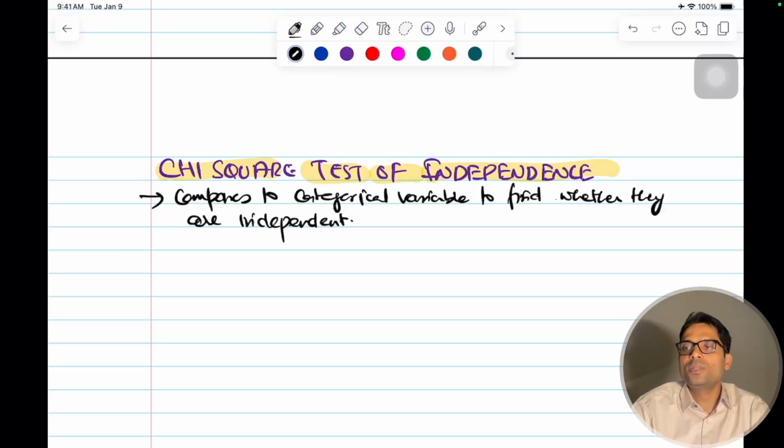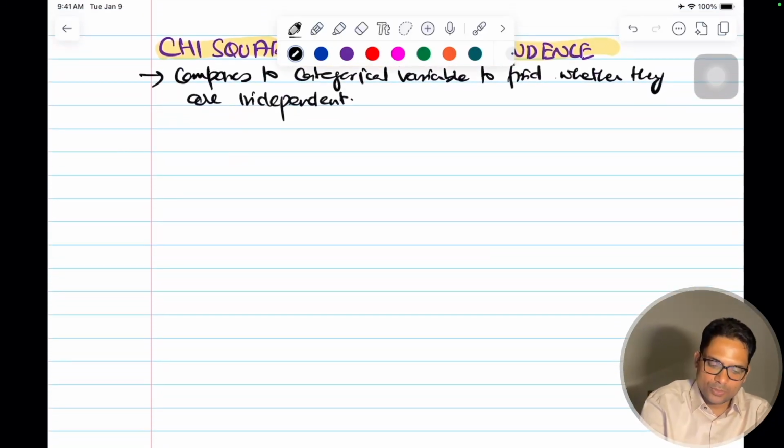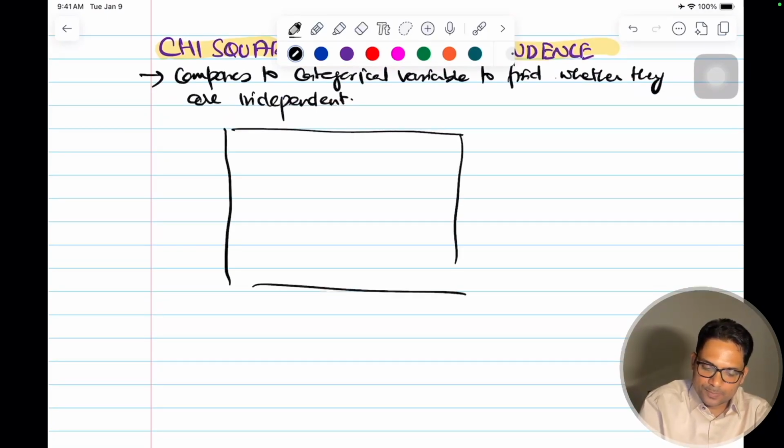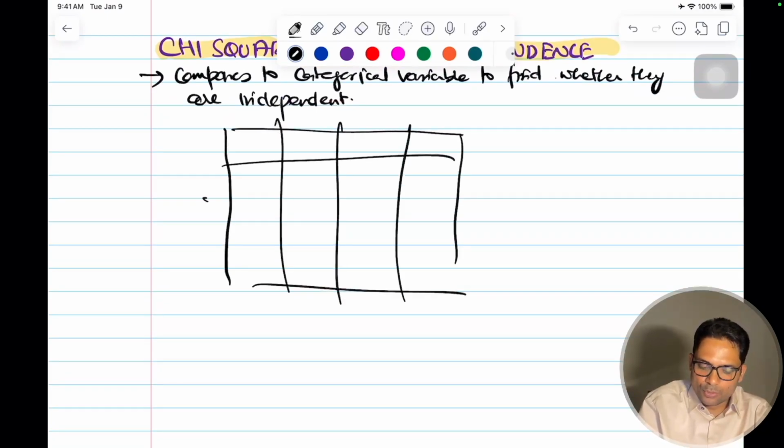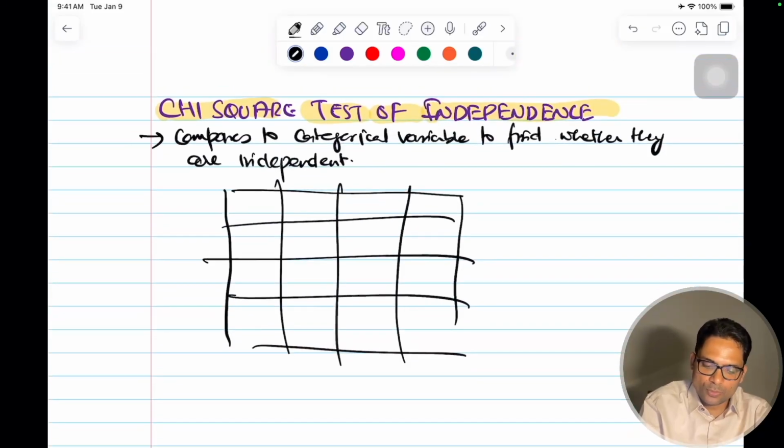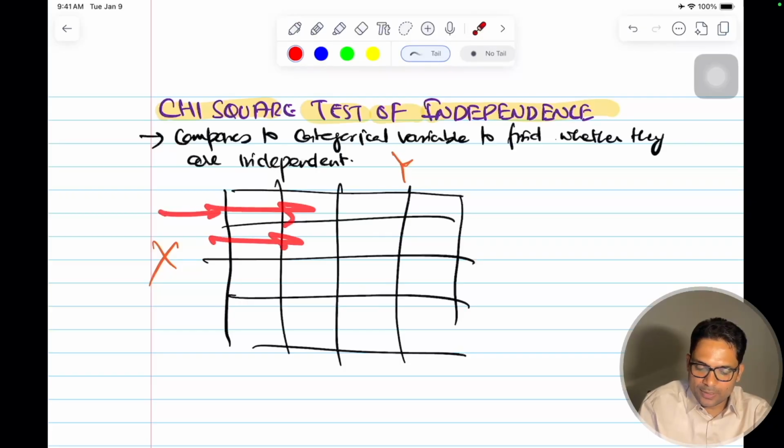So what do they do? They put the two categorical variables in a tabular format. They will create a table like this and put all the observations here. Say for example, I have two variables, one is x, one is y. I'll put x in the rows and y in the columns.